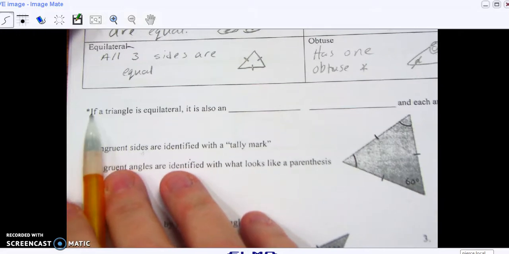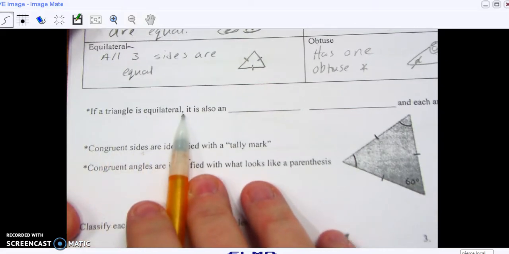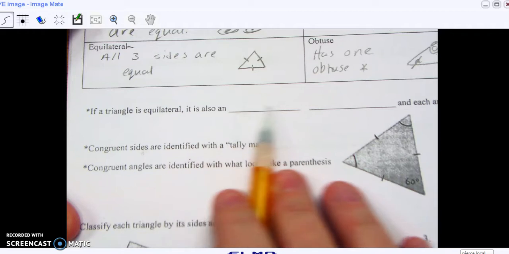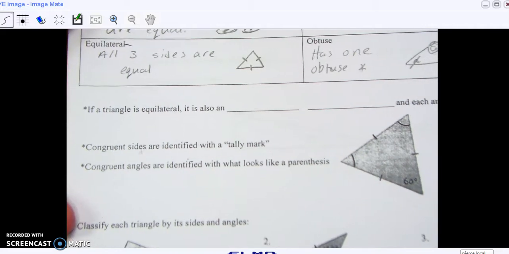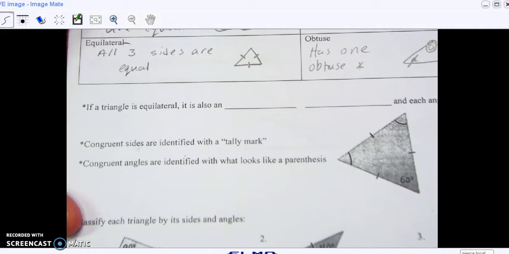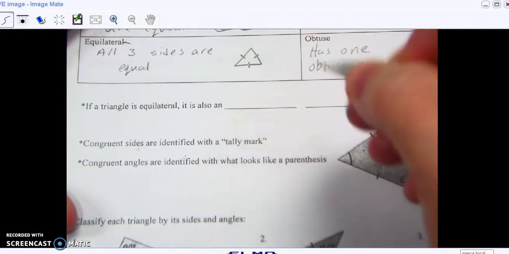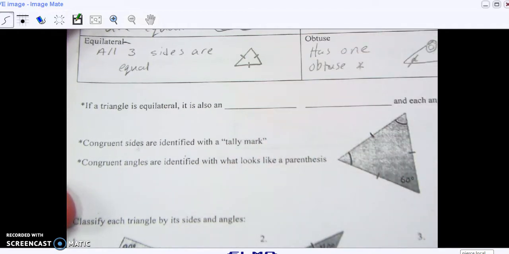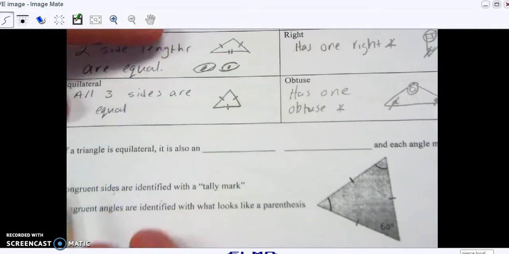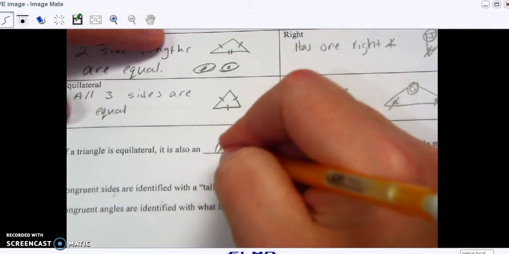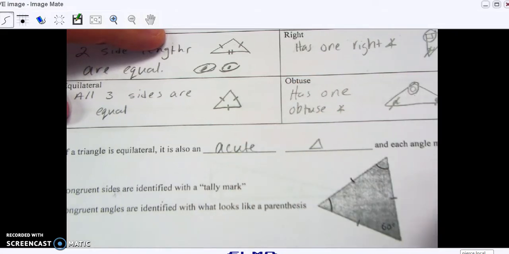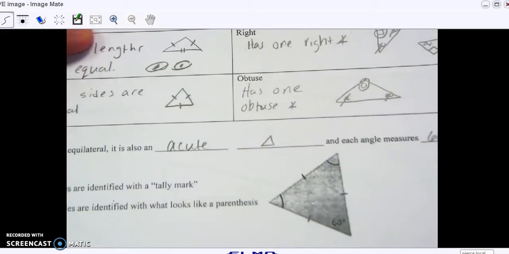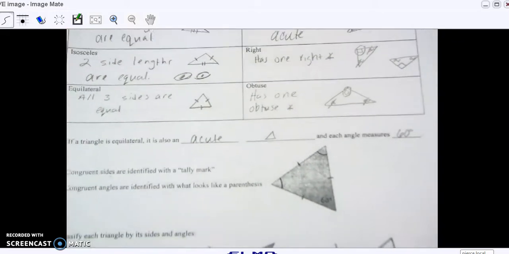If a triangle is equilateral, it also has a blank blank, and each angle measures blank. Okay, that should be: if a triangle is equilateral, it is also an acute triangle, and each angle measures 60 degrees. Okay, each angle measures 60 degrees.